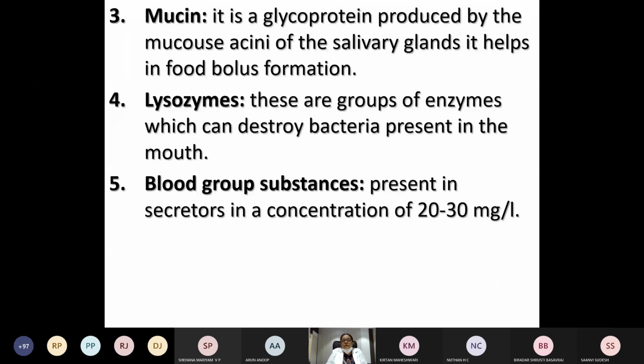Then we have mucin. It is a glycoprotein produced by the mucous acini of the salivary glands. It helps in food bolus formation. Then lysozymes. These are a group of enzymes which can destroy bacteria present in the mouth. Blood group substances are present in secretors in a concentration of 20 to 30 milligram per liter.